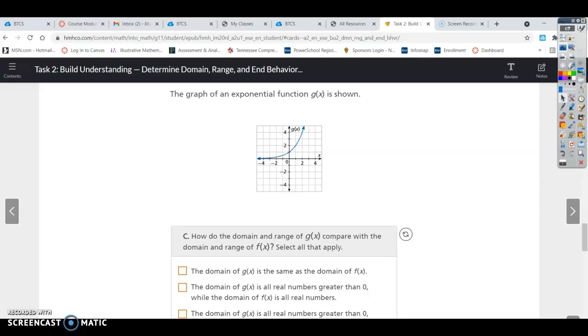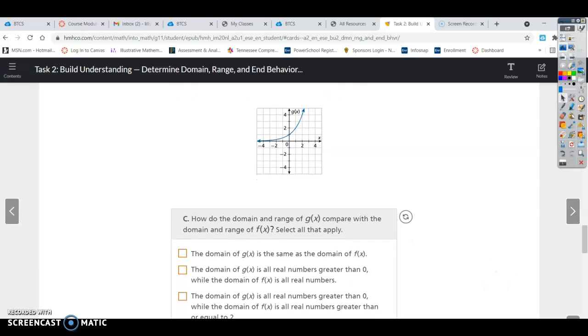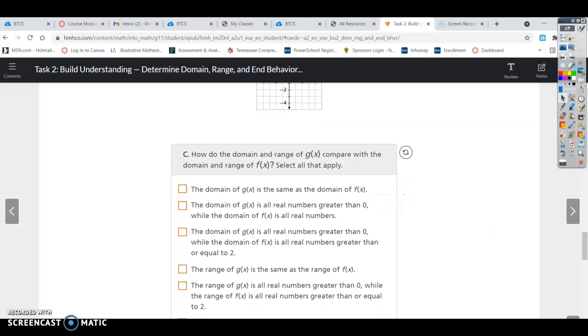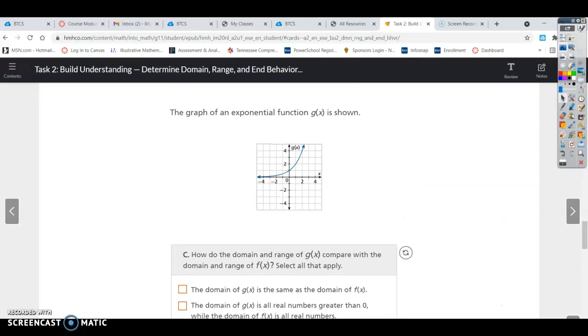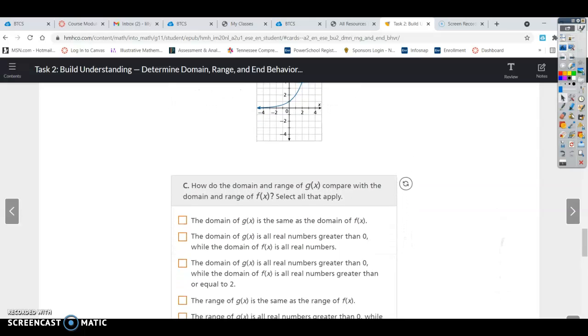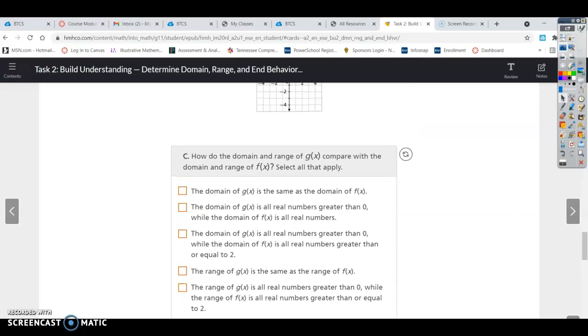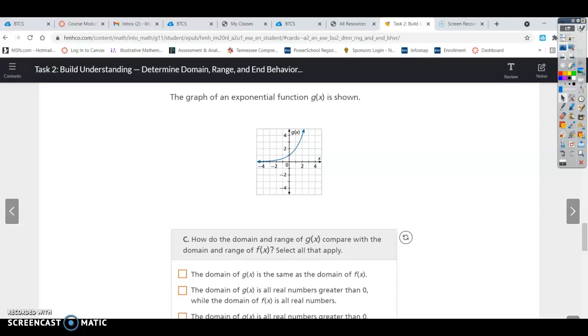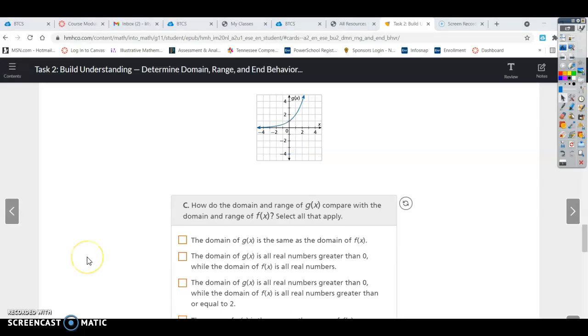All right, we're going to look at an exponential function. How do the domain and range of g of x compare to the domain and range of f of x selected? All right, take a minute to answer this question, and then we will go over. Okay, so it says, how do the domain and range of g of x compare to the domain and range of f of x?